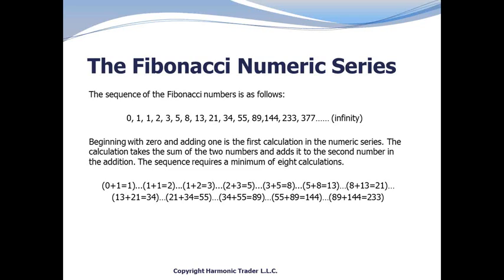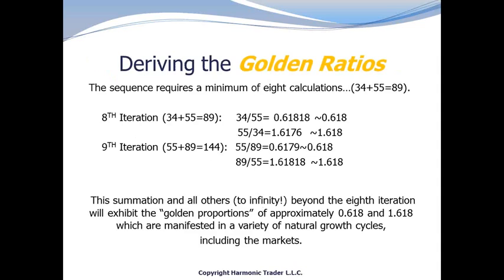It starts by adding 1 as the first calculation in the numeric series. The calculation takes the sum of the 2 numbers and adds it to the 2nd number in the addition. Deriving the golden ratios. The sequence requires a minimum of 8 calculations, that is, using the number 34 and 55 in the sequence to equal 89. This 8th iteration, or 8th calculation in the series, demonstrates certain particular ratios.